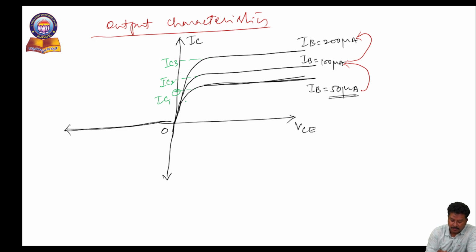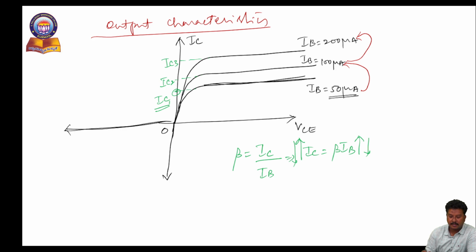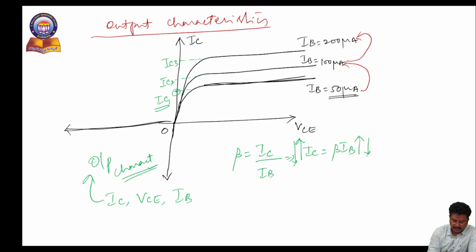As IB is 0, IC is also 0. From the amplification factor of a transistor, we are working on a CE configuration, we know that beta is equal to IC by IB. This implies IC is equal to beta into IB. Where IB increases, obviously IC also increases; IB decreases, obviously IC also decreases. So indirectly, the three parameters what I consider, that is IC, VCE and IB in the output characteristics, these are the three things what I consider.